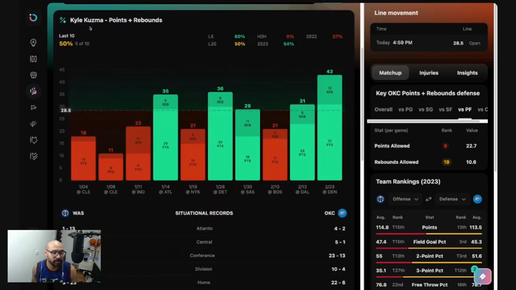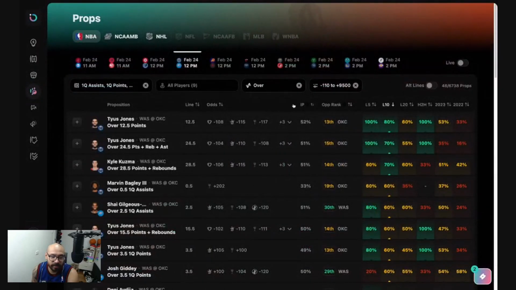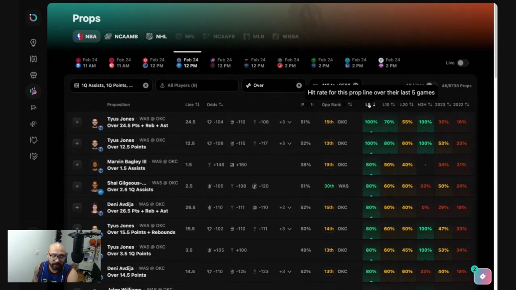So that's my one reservation for taking Kyle Kuzma. But you might think otherwise. So over the last 10, nothing else is screaming out to me there. Looking at a shorter sample size, just in their last 5.